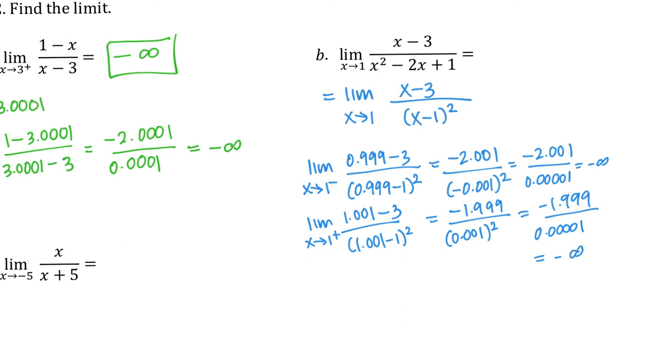Okay, so since the limit as x approaches 1 from the negative is negative infinity, and the limit as x approaches 1 from the positive is also negative infinity, I can conclude that the limit as x approaches 1 of the original function was negative infinity. Okay, if one of these had been positive infinity and one of these had been negative infinity, I would have concluded that the limit does not exist.